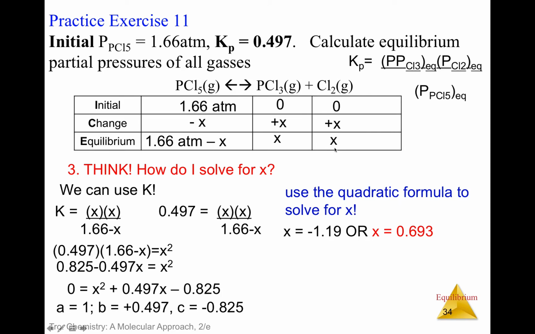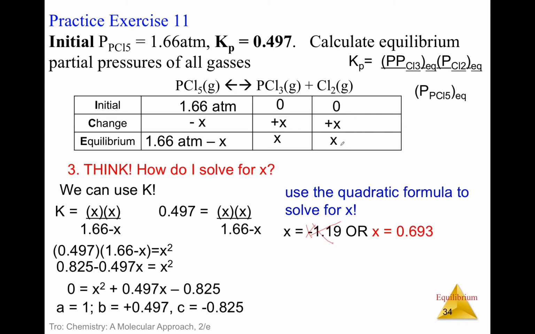To do that, we look back at our icebox. So in my icebox, I see x represents the partial pressure of PCl3 and it represents the partial pressure of Cl2. So does it make sense to have a negative partial pressure? No, not at all. Does a partial pressure of 0.693 seem appropriate? Yes. It's appropriate because it's a positive number. You can never have negative values for a partial pressure. So that right away makes this first number wrong.